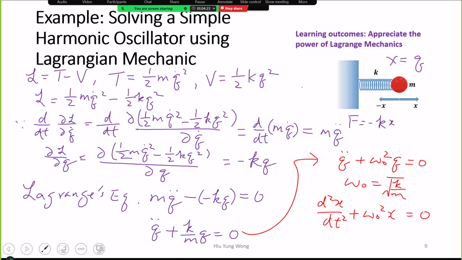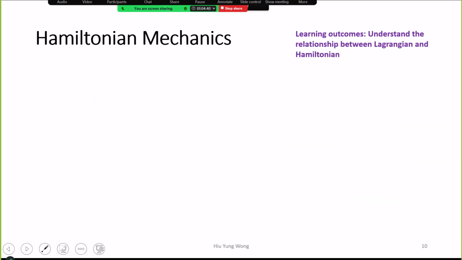Okay. Now this is still not useful to us. The reason we want to do this is because now we want to introduce another formalism called Hamiltonian mechanics. With this formalism, we can then do some promotion to operators.